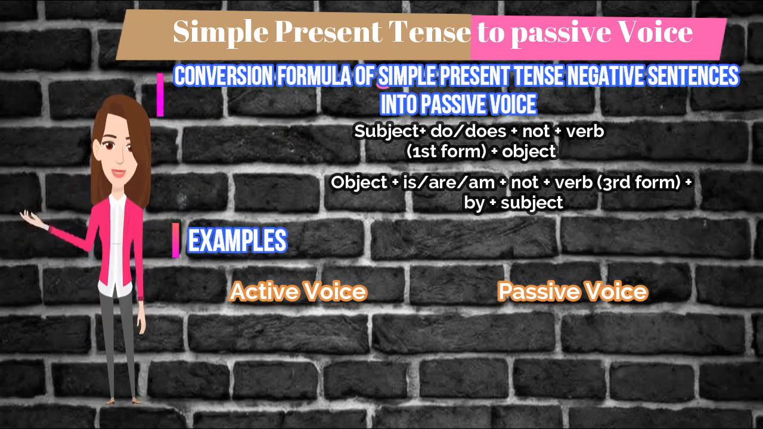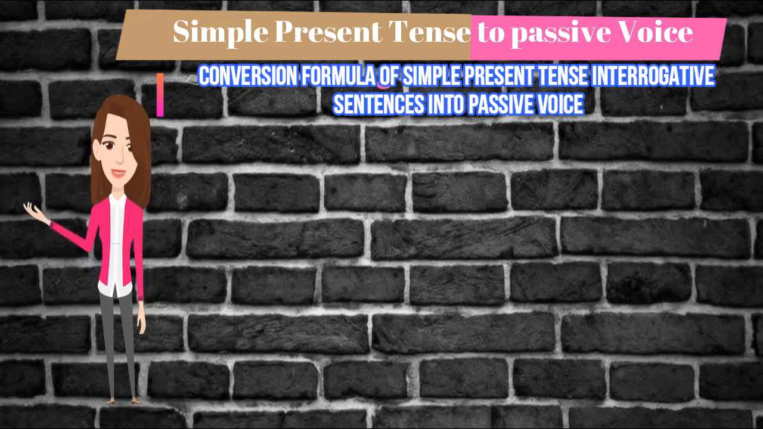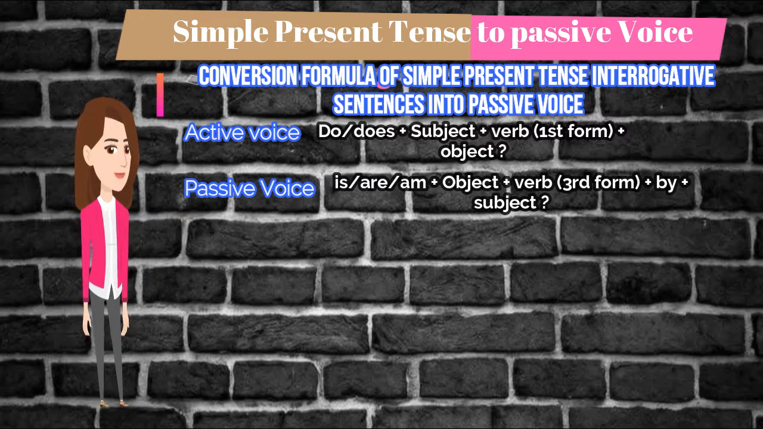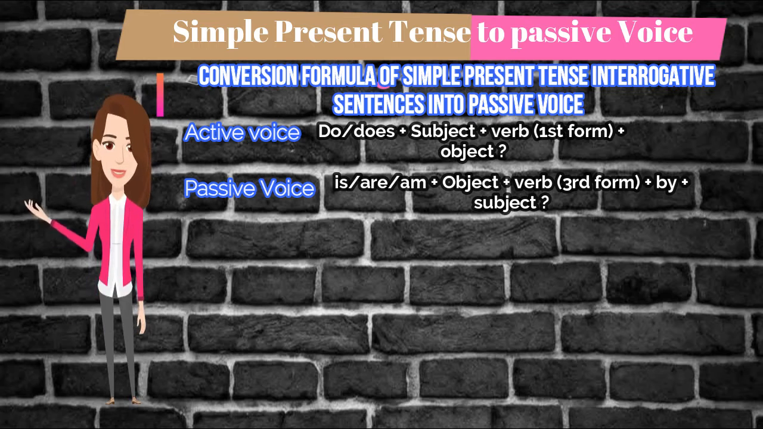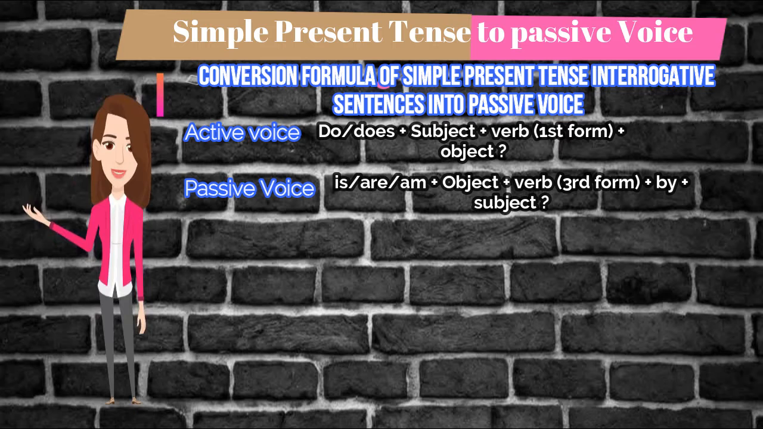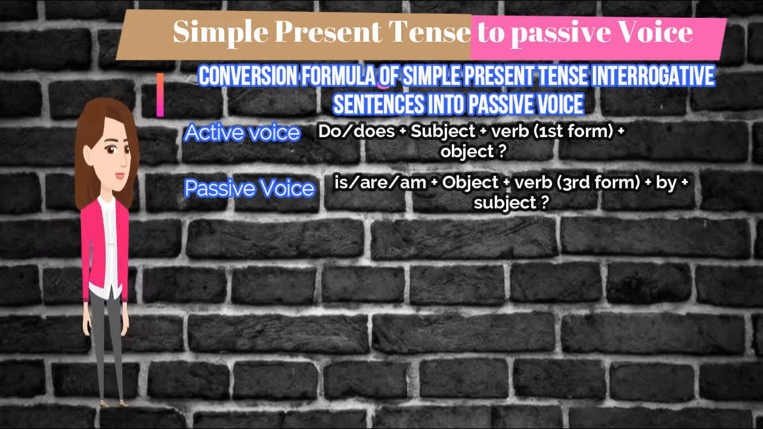Now let me explain the conversion formula of simple present tense interrogative sentences into passive voice. For converting interrogative sentences into passive voice, first convert the interrogative sentence to a positive sentence. In second step, simply change it into a passive sentence. In the final step, convert the changed sentence into interrogative, place the helping verb at the start and put the question mark at the end to finish the task.